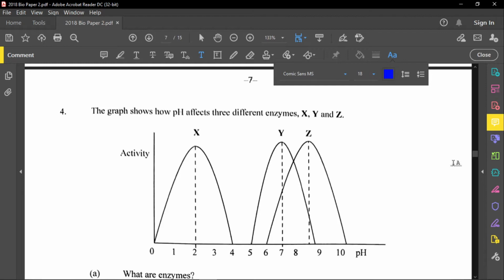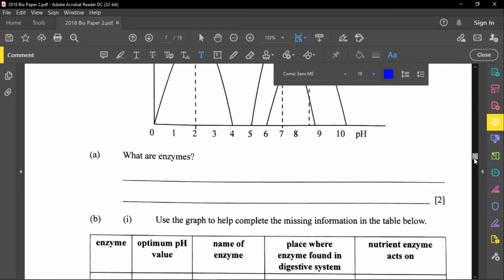Now, if you notice, these lines are showing you the pH when the activity is at its highest. So we call it the optimal reaction point, or the optimal level, or the optimum pH. Now, it says, what are enzymes? Let me define that real quick for you. So enzymes are biological catalysts.